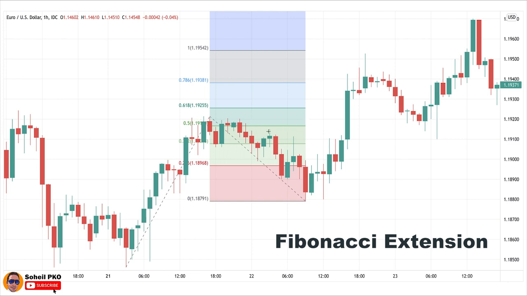For example, on this chart, you can see that here the pullback ended and the price is advancing to possibly make a higher high. This resistance level is broken and the price turned down here near the 78.6% level.